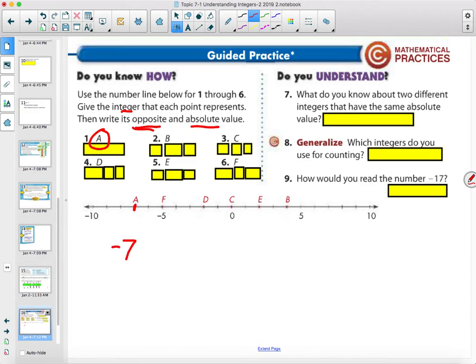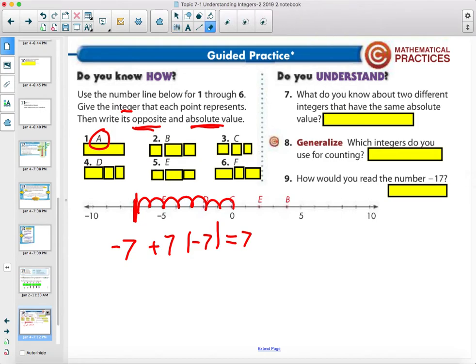What is its opposite? Jaden? Its opposite is +7. What is its absolute value, Casey? Its opposite is +7. Its absolute value, Abe? Is 7. Its absolute value is 7 because 1, 2, 3, 4, 5, 6, 7. And so -7 has an absolute value of +7.